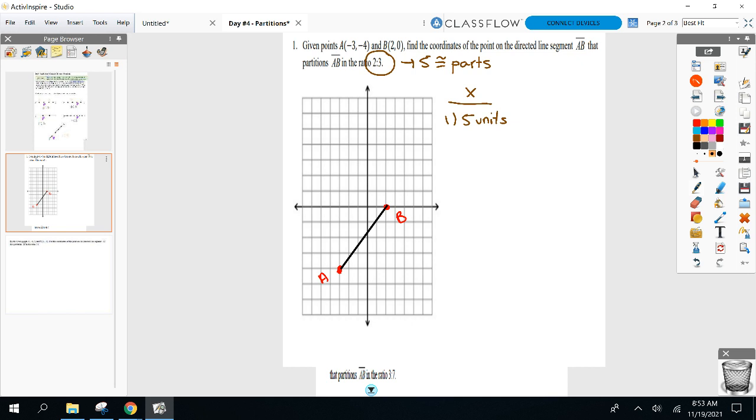Agree? And you need to divide that 5 units up in how many equal parts? 5, right? So every time I go 1 unit, I'm dividing it up. Here's what I mean. I start at A, I go 1 unit on the x. There's 1 part, 1 unit. Go over 1 unit. There's another point. Go over 1 unit. There's another point. See how I'm dividing that up evenly now? Over 1 unit. There's my point on the line. Go over 1 unit again. There's another point.